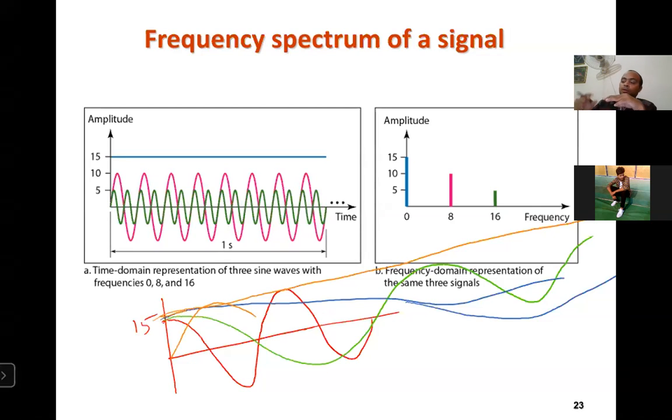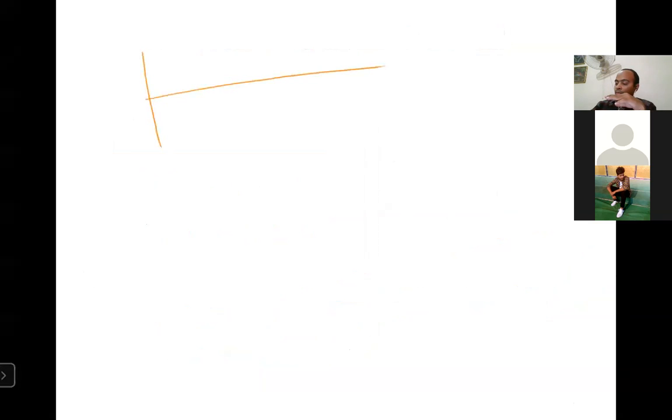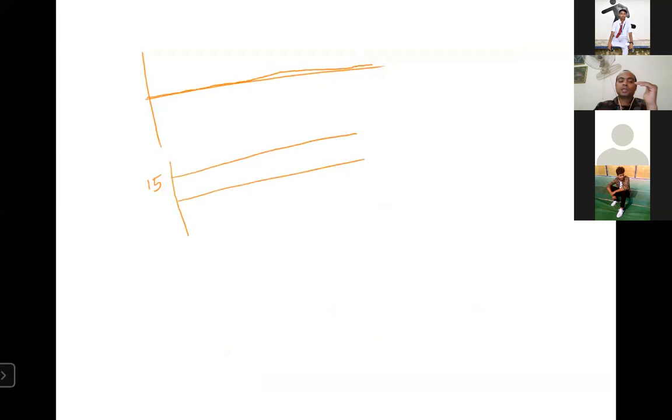But I am telling you, if I draw like this, this is one curve, this is one signal, let's say. Here the frequency is 0 as well as the amplitude is 0. If I draw like this, that means its frequency is 0 but amplitude is 15. That means its value has been fixed at 15.